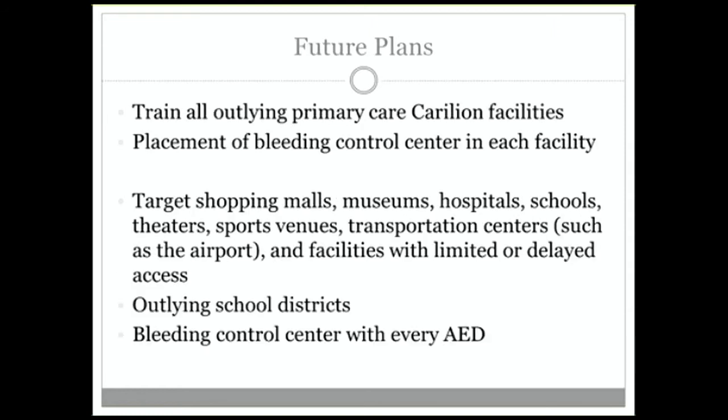As we move out, we really want to train all the primary care facilities and have a bleeding control center in each facility. Other areas that are potentially high risk for events like this are shopping malls, museums, theaters, anywhere there's a big group of people, transportation centers like the airport, and any place, which is particularly common in this area, where there's limited or delayed access from extrication. Other potential targets are outlying school districts, and the goal again is to have a bleeding control center with every AED.